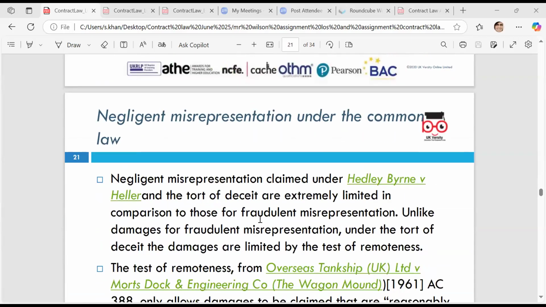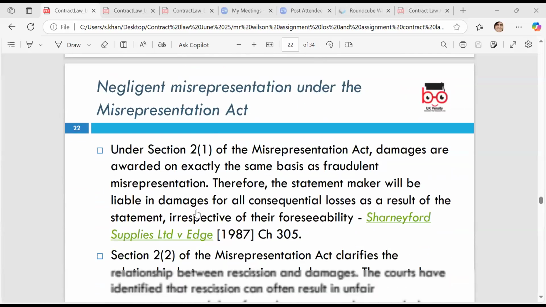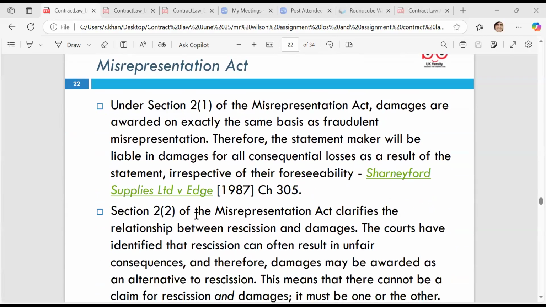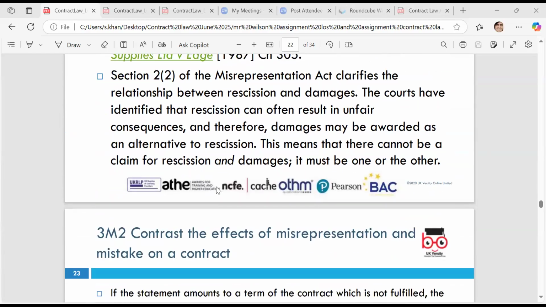Negligent misrepresentation is the case of Hedley and Byrne. Unlike damages for fraudulent misrepresentation, the damages are limited for negligent misrepresentation. Negligent misrepresentation in the Misrepresentation Act: under Section 2(1) of the Misrepresentation Act, damages are awarded based on the fraudulent misrepresentation. And also they will look at the severity of the case, whether the damages are available, and they will look at the relationship between rescission and damages.